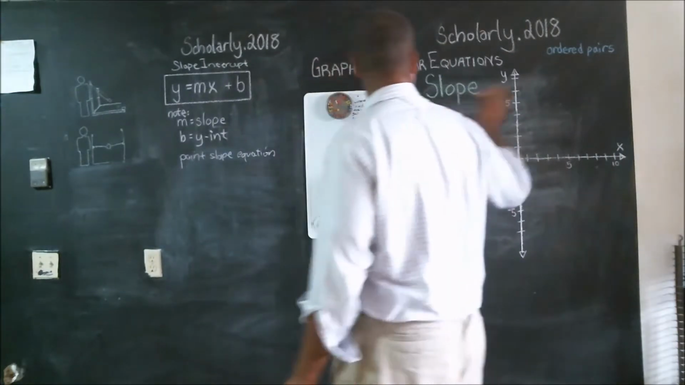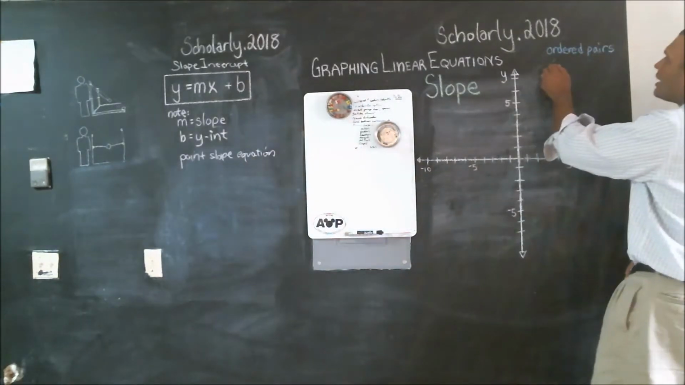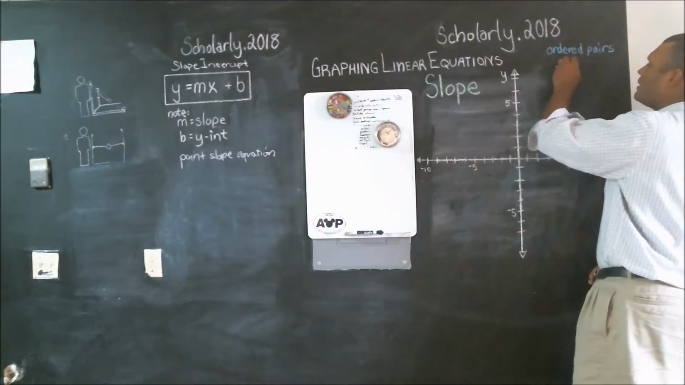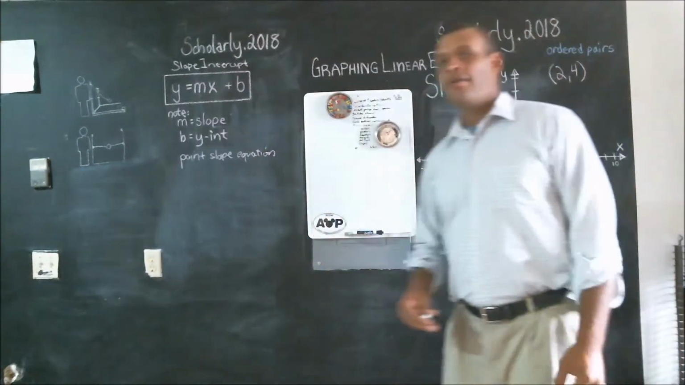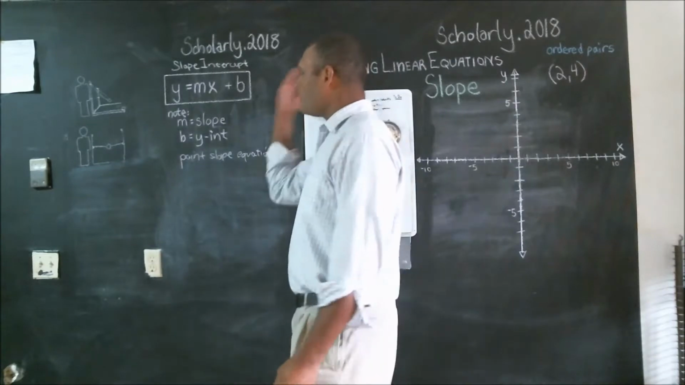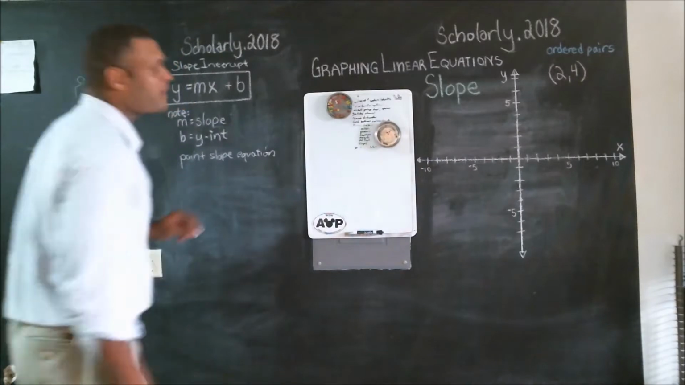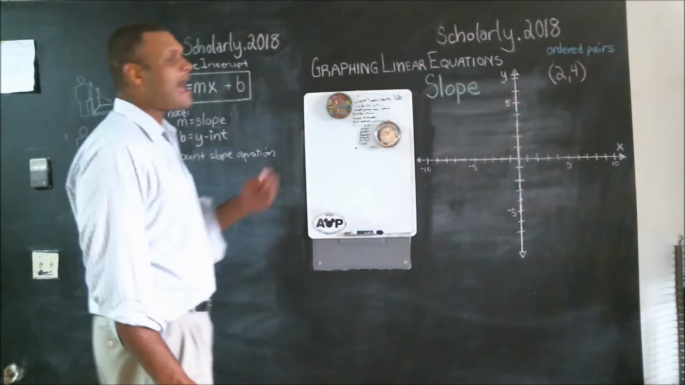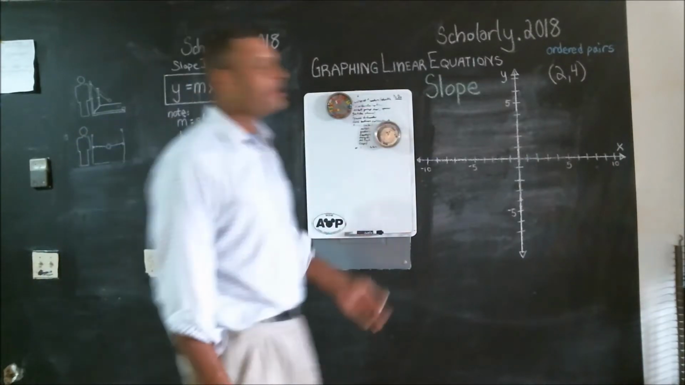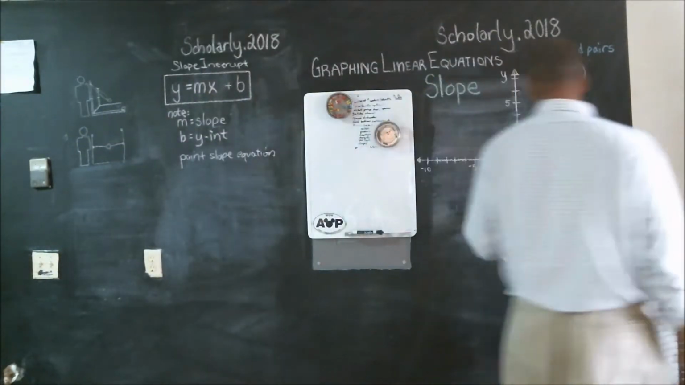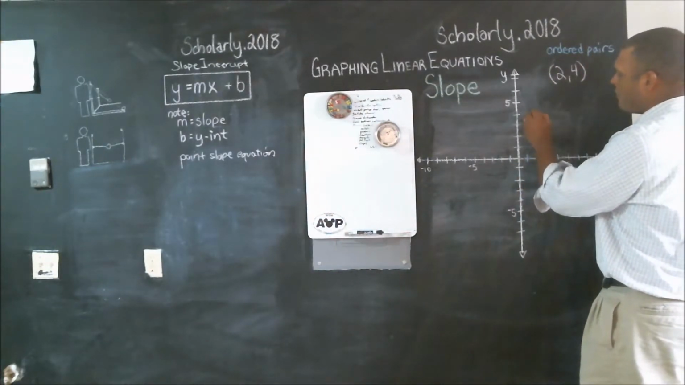Normally what you'll end up getting is an ordered pair, and we'll just make a simple ordered pair here: 2, 4. That's 2 on the x-axis and 4 on the y-axis. So 2 over to the right and 4 up. And the way the point slope equation works is you'll be given an ordered pair, so a specific point on a line. We'll put that point here. So we'll go over 2, and we'll go 1, 2, 3, 4 up, and we'll put that point here.